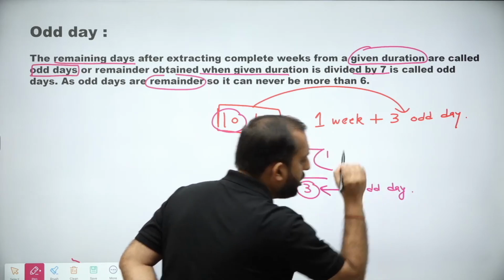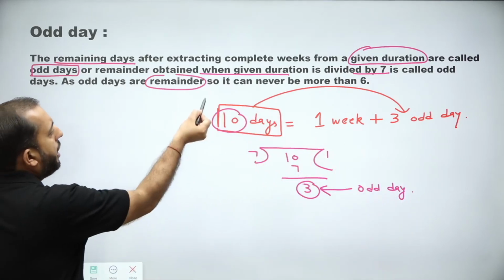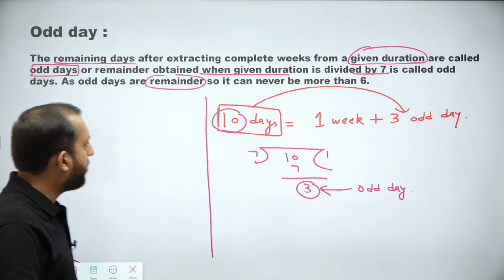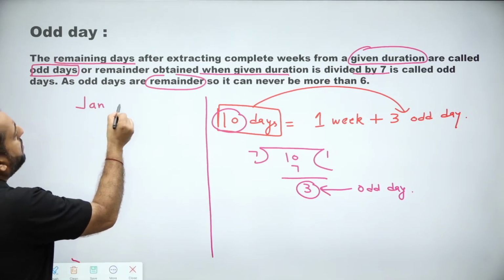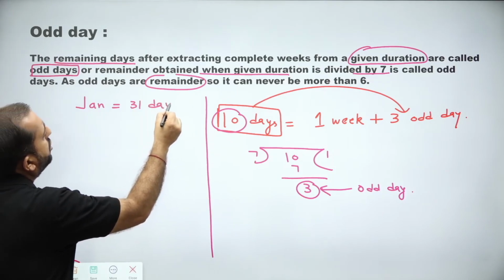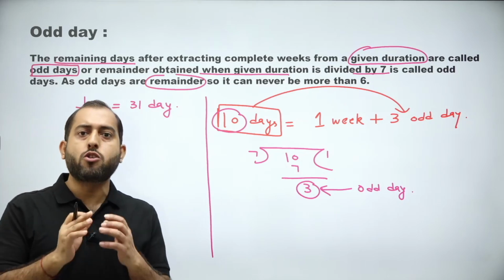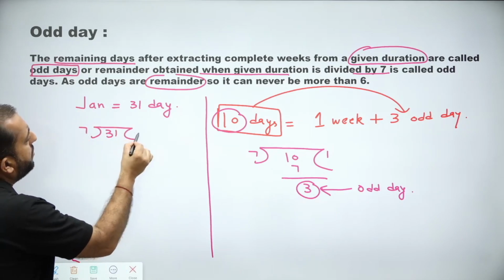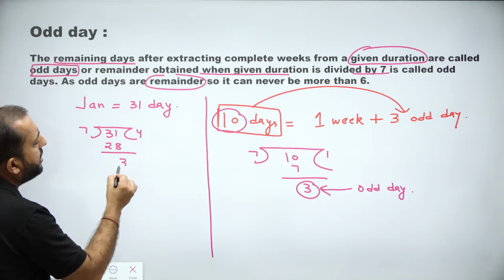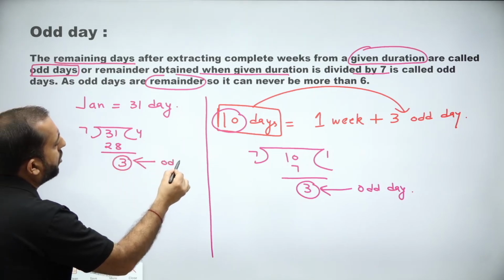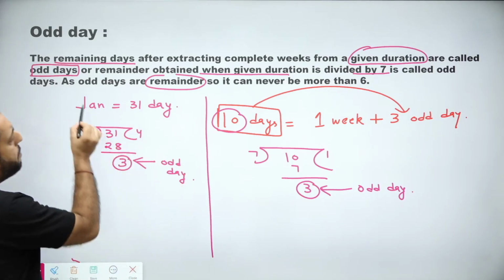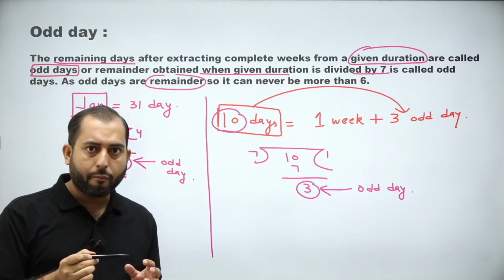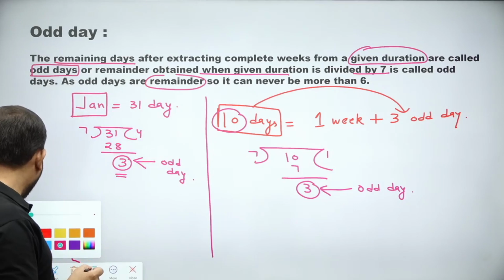in that particular duration. For example, if I want to calculate the number of odd days in the month of January, we know in the month of January total days are 31. So the duration of January month is 31 days. So divide 31 by 7. 7 fours are 28. The remainder obtained will be the number of odd days. So I can say in the month of January, number of odd days are how many? 3. Okay. Now let's talk about one more example.